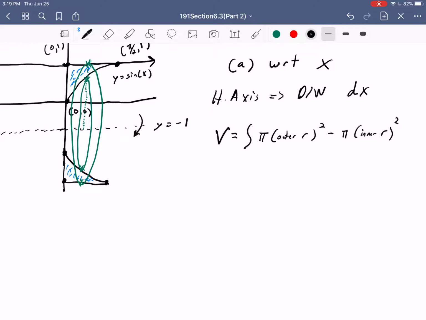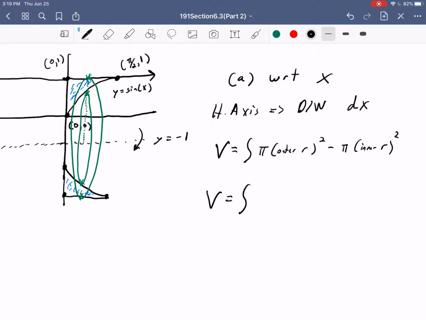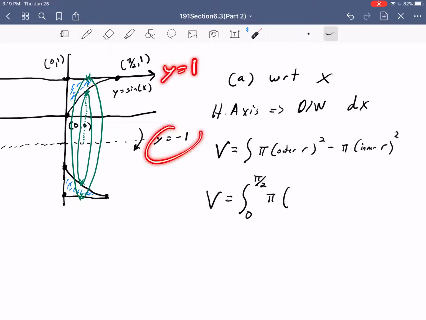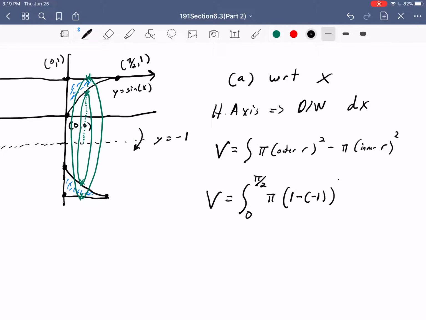Okay, so let's write out what that's going to look like. That would hold from x equals 0 all the way up to x equals pi over 2. So those are going to be our bounds in terms of x. So 0 to pi over 2, pi. What is our outer radius? Well, the outer radius is from here all the way up to here. The equation up here was y equals 1, and we're measuring to -1. You could just calculate it and realize that it's always 2, but if you like to write it as an actual difference, it would be (1 minus -1) squared.